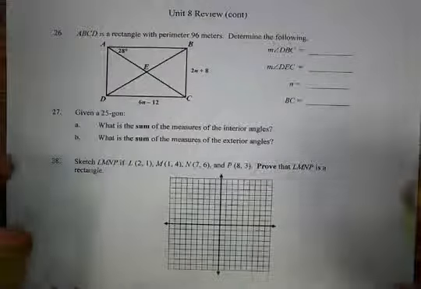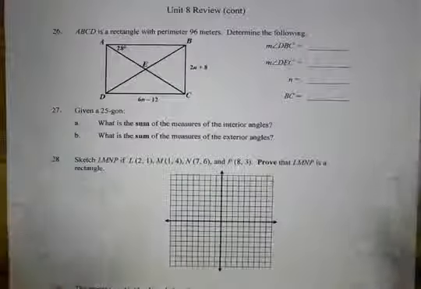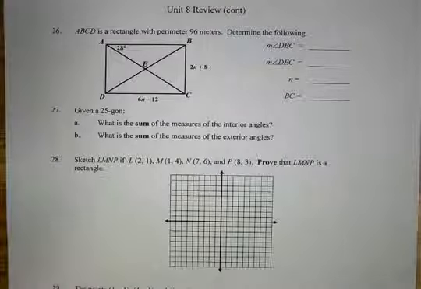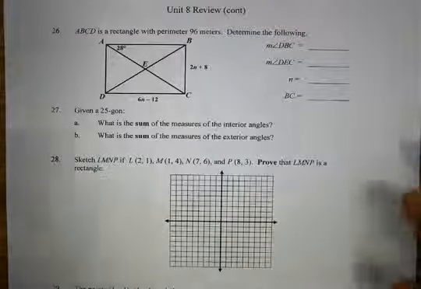Okay, we're going to skip 25. Now that brings us to 26. Last page. Okay, ABCD is a rectangle with perimeter of 96 meters. We need to find the following information. So it starts off, we have a rectangle and it wants to look at angles. So let's address those first.